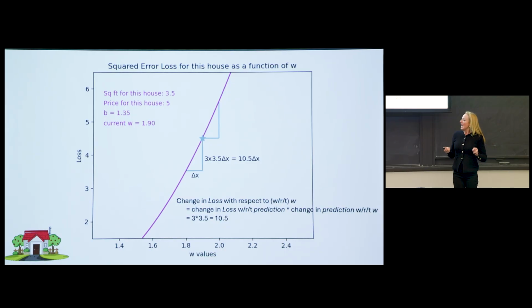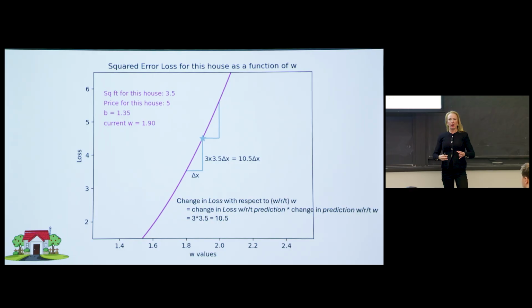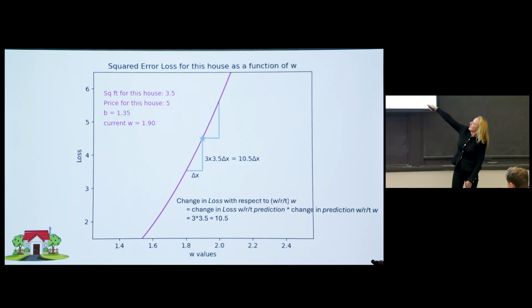It turns out if I know the change of the loss with respect to prediction, which we computed before, it turned out to be 3, and I know the change in the prediction with respect to W, which we computed a moment ago, it's just the particular square footage, 3.5, in order to put these together, all I do is multiply them. The change in loss with respect to W is the change in loss with respect to prediction times the change in prediction with respect to W, which turns out to be 10.5.